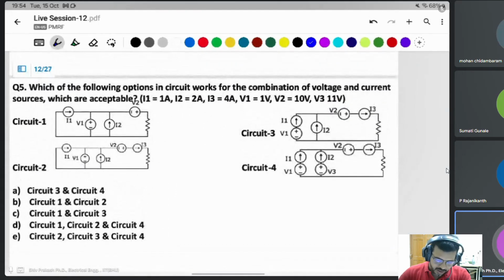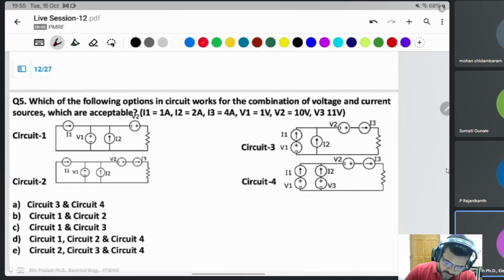Some questions are related to the basics, I think. Here it is given: which of the following options in circuit works for the combination of voltage and current sources, which are acceptable. I1, I2, I3 are given: I1 is 1 ampere, I2 is 2 ampere, I3 is 4 ampere. Then V1, V2, V3 are also given as 1, 10 and 11 volt. Simply use KVL and KCL to verify whether it will be correct or not. Let's check for the first.